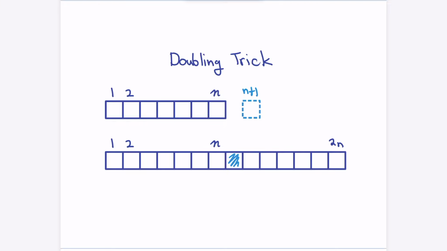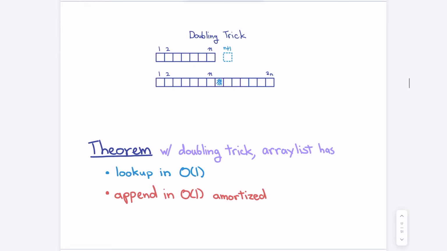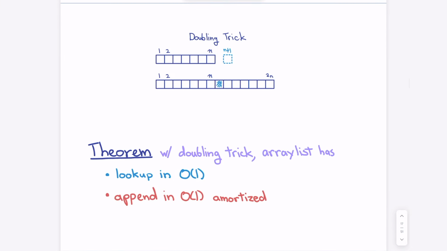All right, so that's maybe our first new challenge. The claim is that if you do this doubling trick, well, first you can do lookup in constant time because it's always in an array. So that's great. And you can append in constant amortized time. Clearly, it's not constant worst case time because you occasionally have to allocate a massive array. But we're going to argue it's constant amortized time.